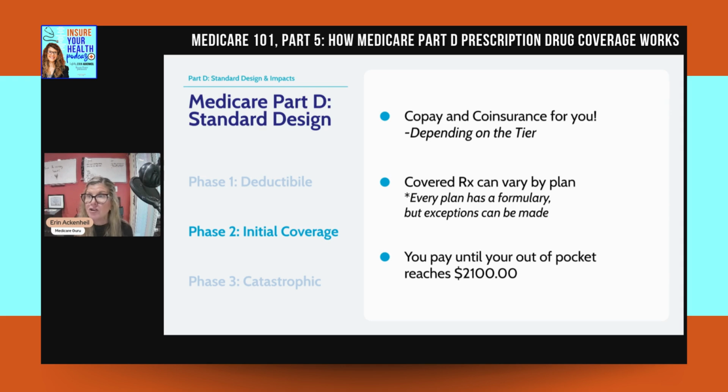That process is called prior authorization. That means your doctor will contact the plan and say, look, my patient needs this medication. They've tried other medications that haven't worked. They've gone through step therapy. They can't take the other combination of medications for whatever reason. And then the plan is going to evaluate that and make a decision on whether or not that medication is going to be covered, and if yes, what tier it's going to be covered on.